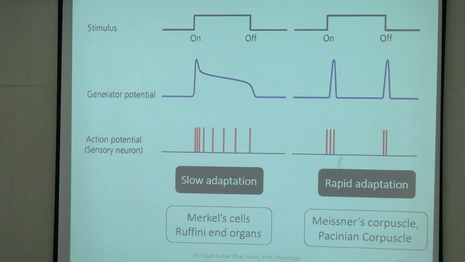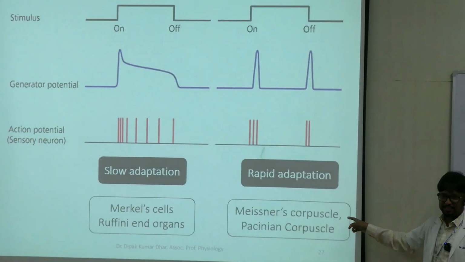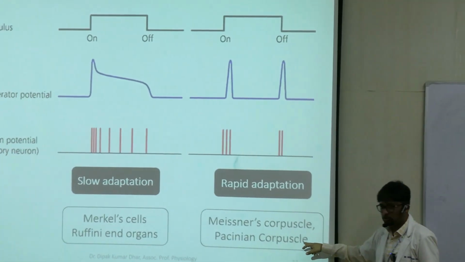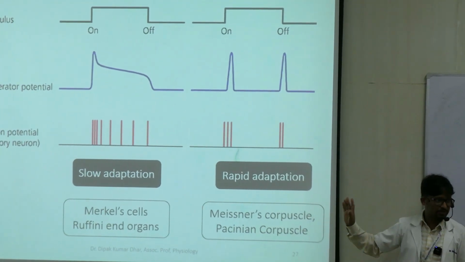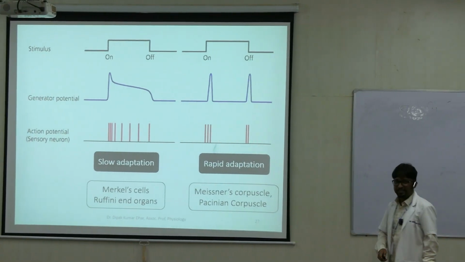Meissner's corpuscle, Pacinian corpuscle. So see the beauty, vibration also. So vibration, as I said, is a touch stimulus being given repeatedly. So for vibration, both the receptors, Meissner's and Pacinian, are rapidly adapting receptors. One more point that this graph also tells.